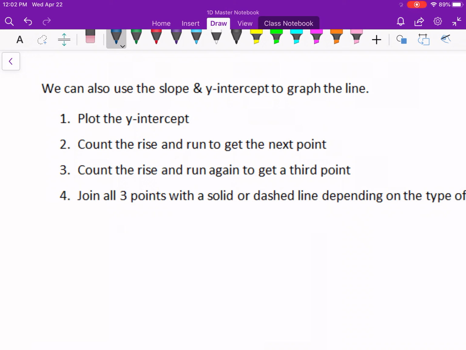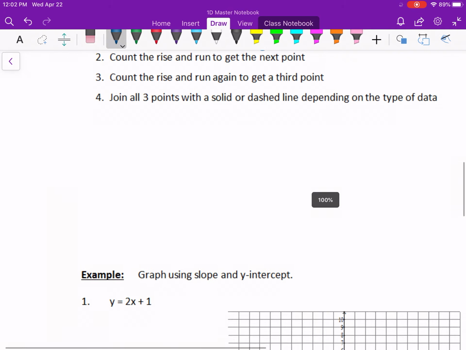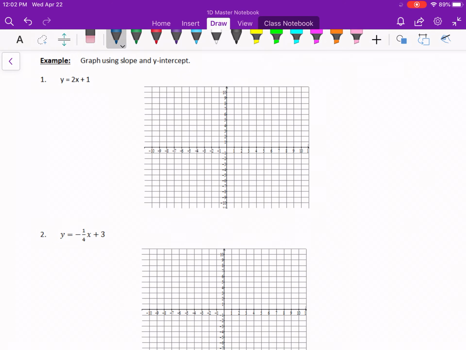So we can use slope and y-intercept to graph a line. That's exactly what I've just been doing. Here are the steps. Plot the y-intercept first because we need that point as a starting point. Then count the rise and the run to get the next point, then get another point, then join all the points, and you're good to go. So here's a couple more examples just to drive it home.